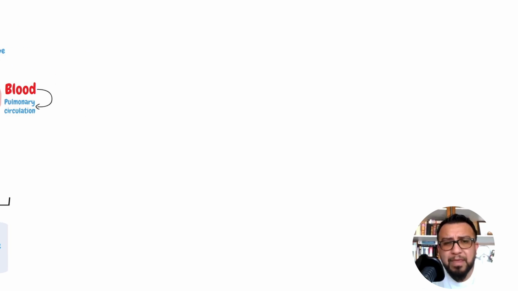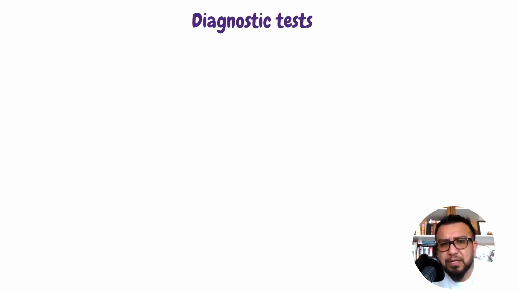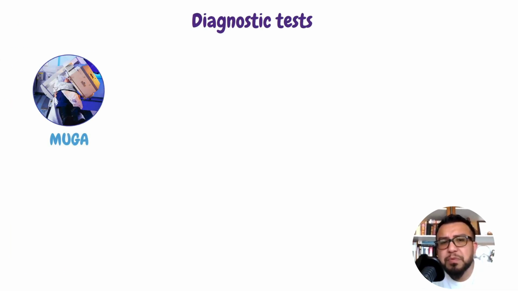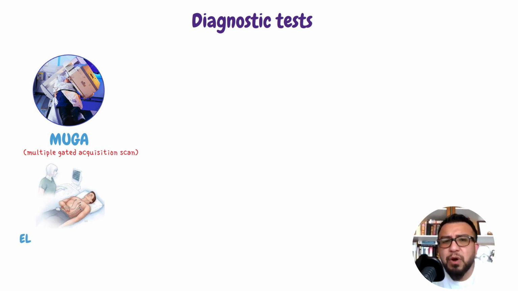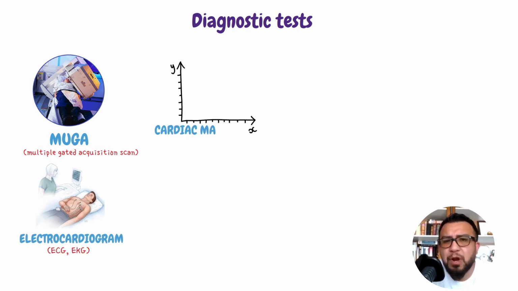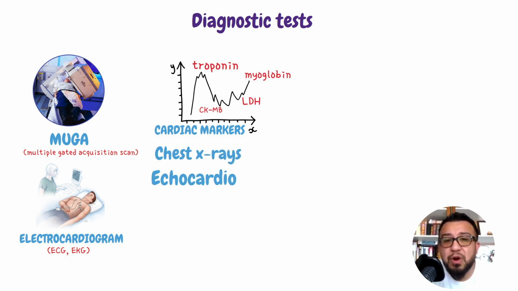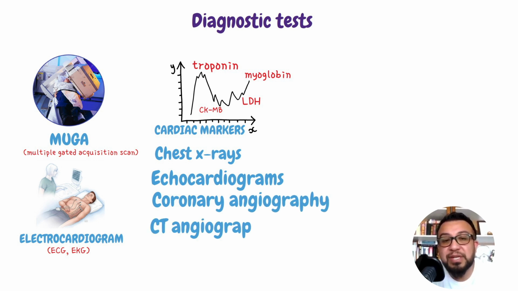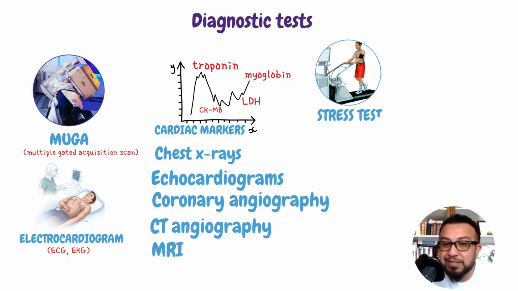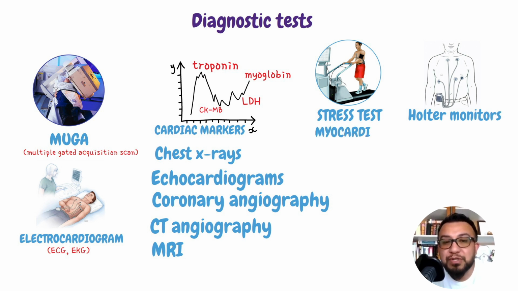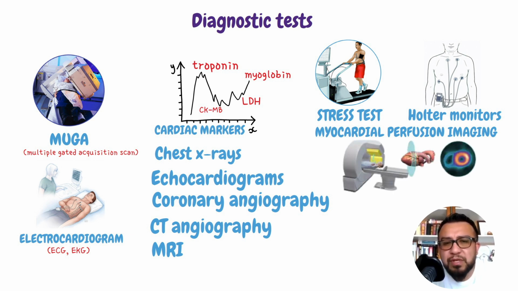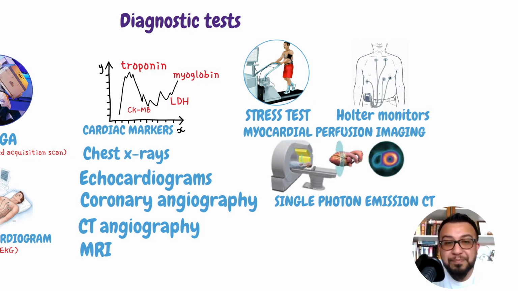Some diagnostic tests include MUGA, multiple gated acquisition scan, an electrocardiogram, ECG or EKG, cardiac markers such as troponin, CK-MB, myoglobin, and LDH levels, chest x-rays, echocardiograms, coronary angiography, CT angiography, MRI, a stress test, Holter monitors, and myocardial perfusion imaging, which uses a radioactive tracer to assess blood flow. Like I mentioned before, there's also single photon emission computed tomography, the SPECT nuclear imaging that provides detailed images of the blood flow throughout the heart.